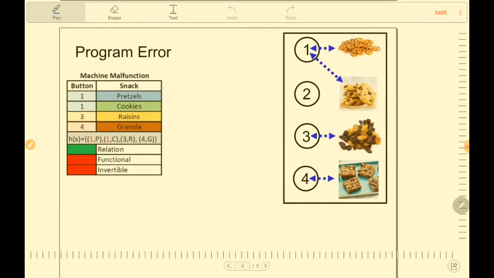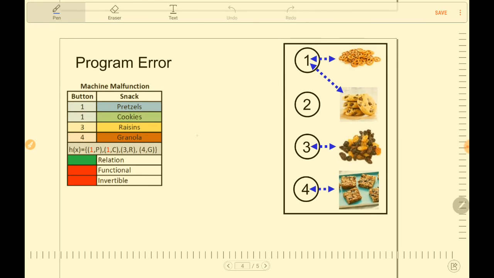And the next example is a program error. So this is a true malfunction, which is not even a function this time. It's a relation still, of course, because 1 is related to pretzels, but 1 is also related to cookies. And so this is not something where I can push the number 1 and be certain of my snack. I want pretzels, but I'm uncertain of the outcome. All right, so that is a relation. It is not functional, and of course then it is not invertible.